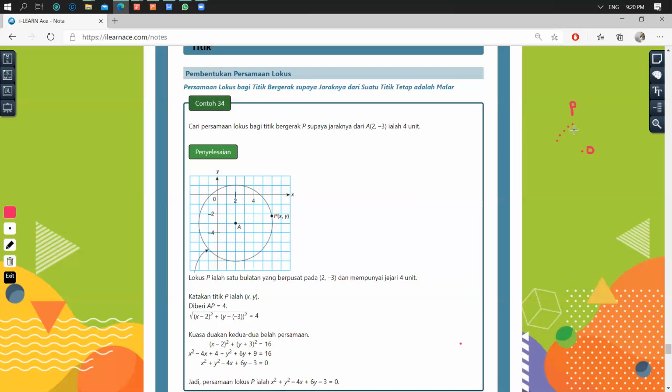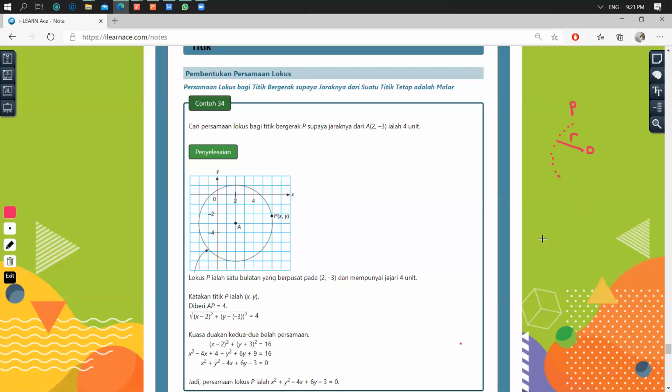If it is a circle, the distance from P to O is like a radius, right? The radius is not changing. So this is actually forming a circle. No matter how P is moving, the distance will not change from O. So this is loci P in a circle form.